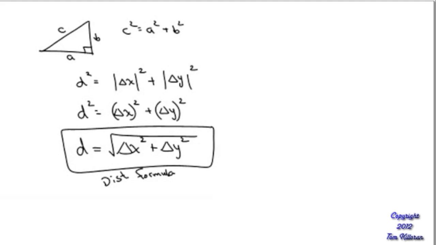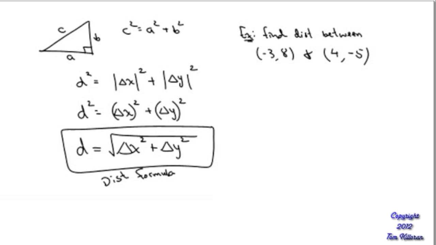So for example, if I want to find the distance between (-3, 8) and (4, -5). One of my test questions says find the distance, the slope, and the midpoint of a line segment. The easiest way to answer it is to come over here and say, well, what's delta x equal to? Just delta x by itself. What is it equal to?